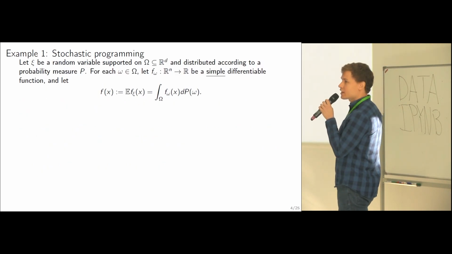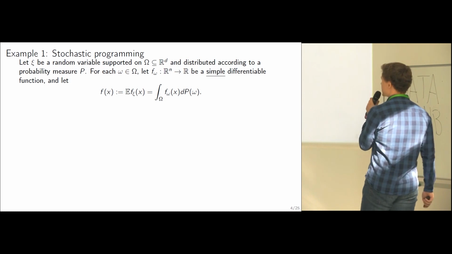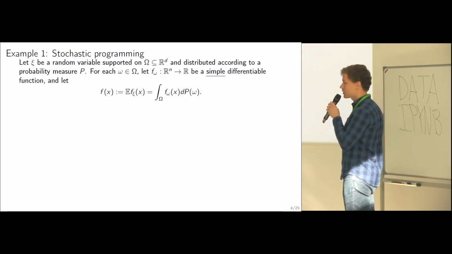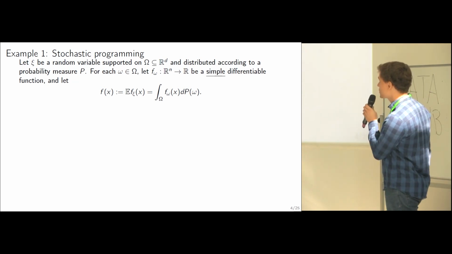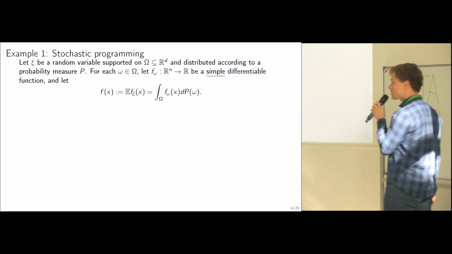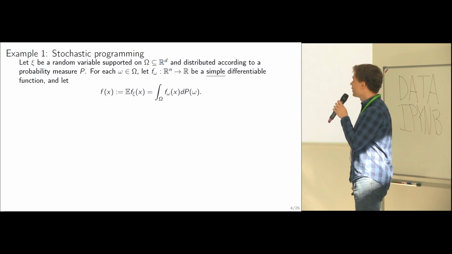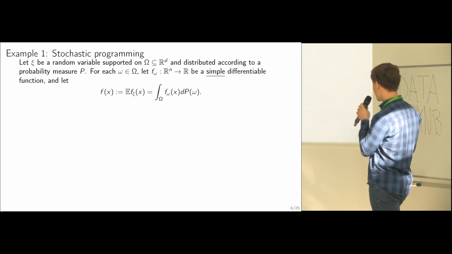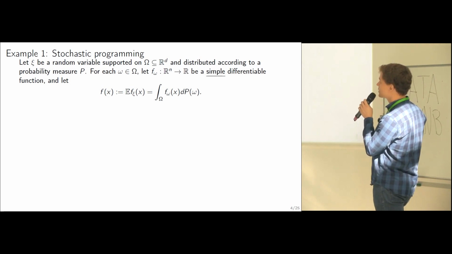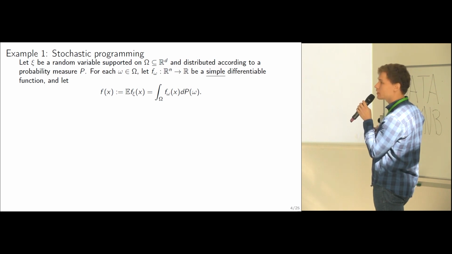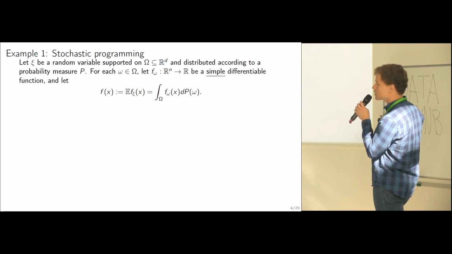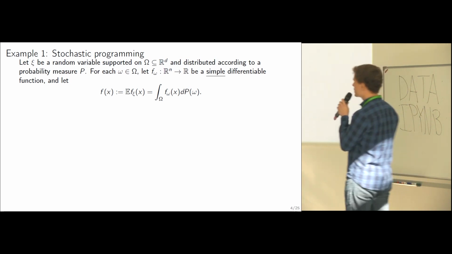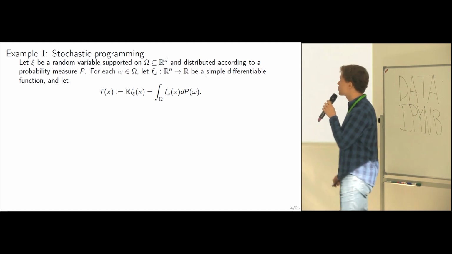Now let us consider two main examples which arise frequently in machine learning and are related to stochastic optimization. The first example is the most classical one, called stochastic programming. In this case, our objective function, which we are going to minimize, is the expectation of some family of functions. Xi is a random variable, and we take the expectation with respect to this xi. The expectation, as we all know, is some integral, and p is the distribution of this xi.